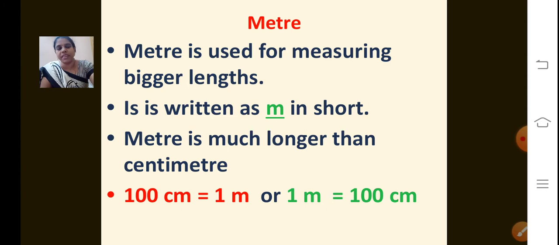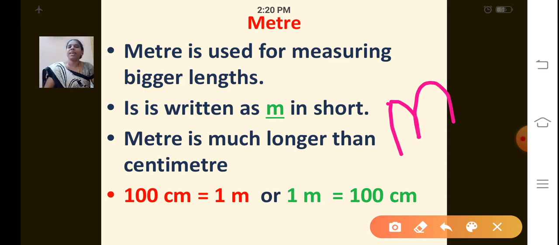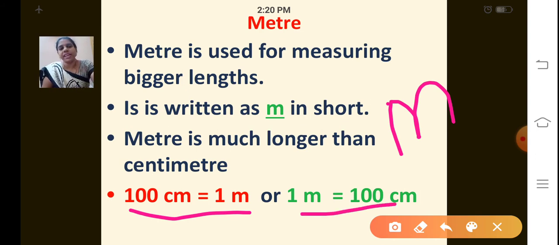Centimeter we write as cm. How do we write meter in short? M. Meter is much longer than centimeter. 100 centimeter makes 1 meter, or 1 meter is equal to 100 centimeter.